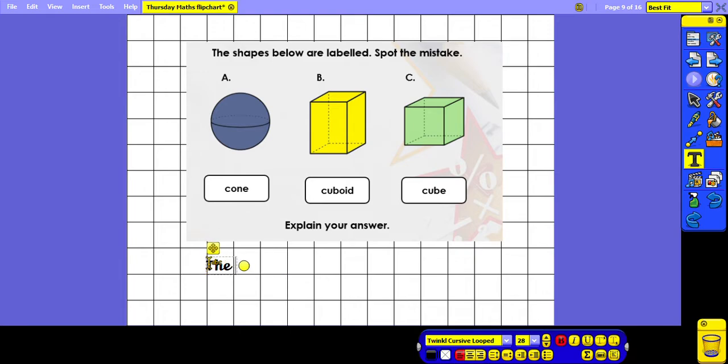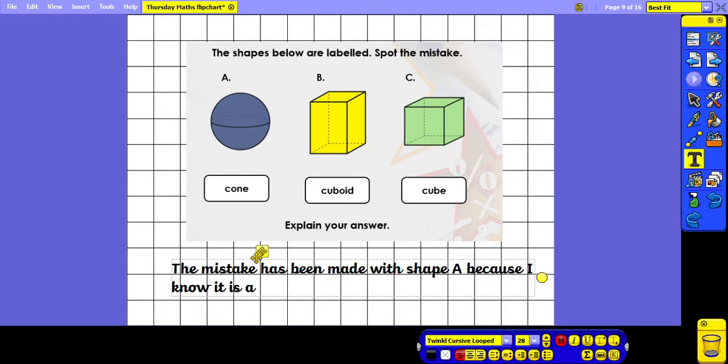So the mistake has been made with shape A because I know it is a sphere and not a cone.